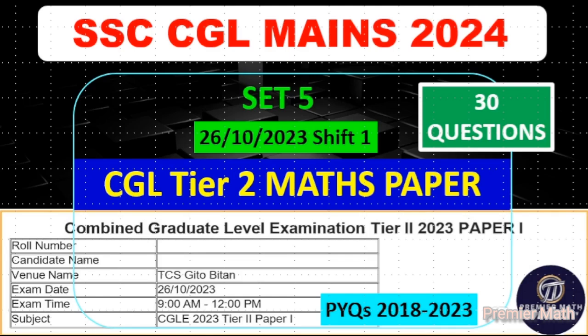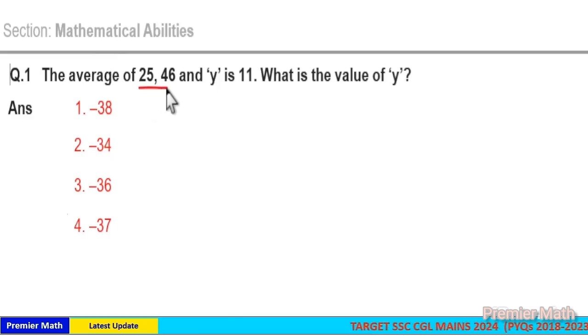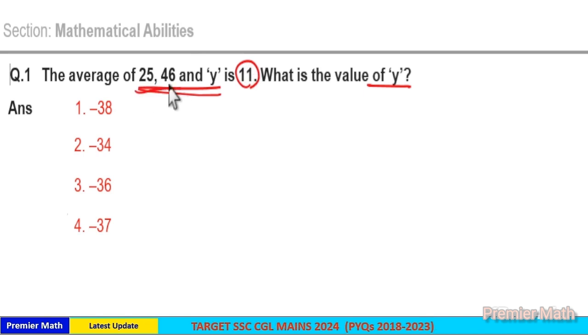Our first question is, the average of 25, 46 and y is 11. What is the value of y? Here, average of three numbers is 11 means consider each of these three numbers as 11. Now 25 and 46 are way bigger than 11, which means y should be a negative value.